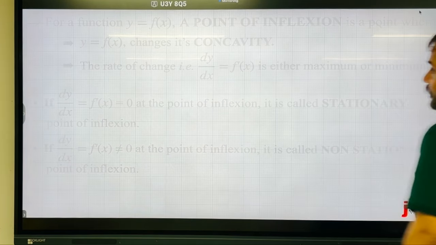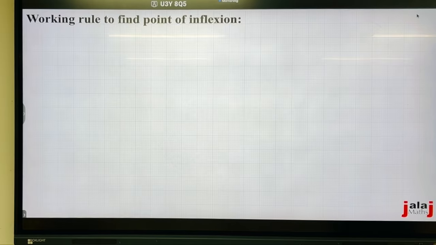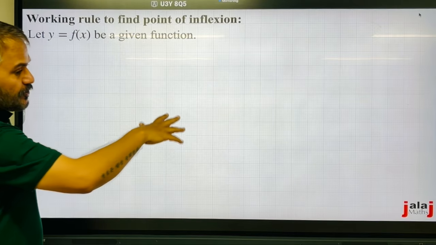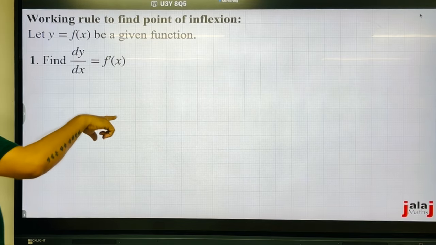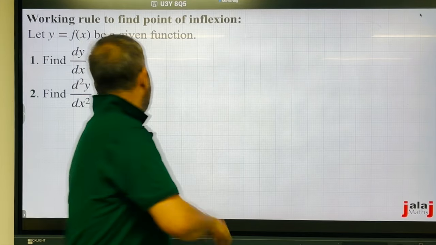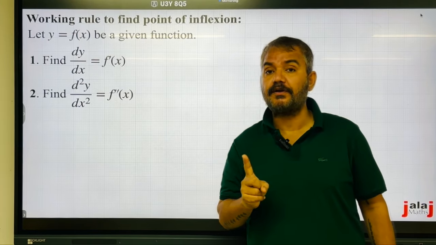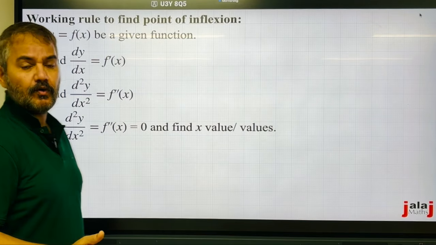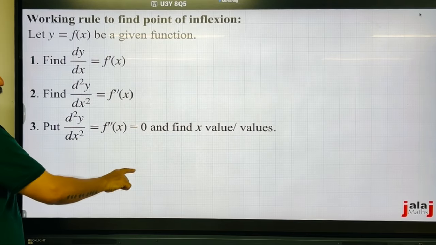Moving further, what is the working rule to find a point of inflection or points of inflection in a curve? So let's say y is equal to f(x) as a function. So first thing what we do, we find its first derivative. So find dy by dx or f prime x. Then we find the second derivative, that is d2y by dx squared. Now, the necessary condition, there are two conditions here, necessary condition and the sufficient condition. The necessary condition is second derivative of function should be 0 at the point of inflection. So, from here you put d2y by dx squared is equal to 0.